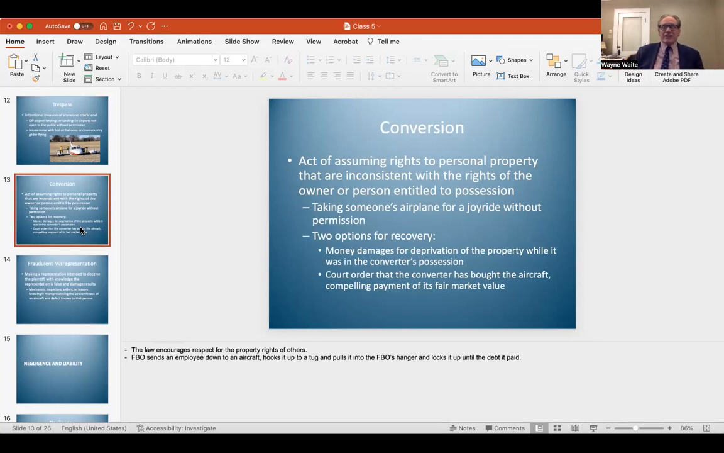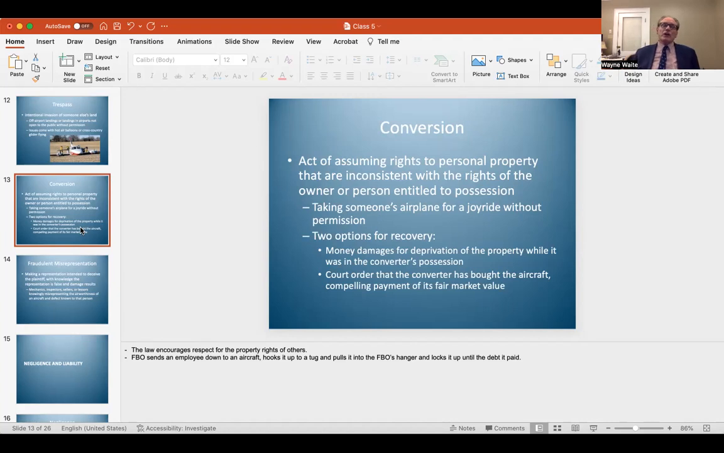The next tort is for conversion. Conversion is the exercise, the wrongful exercise, I should say, of dominion and control over another's property. So the definition that is here is an act of assuming rights to personal property that are inconsistent with the rights of the owner or person entitled to possession. You know, what could that be? Taking someone's airplane for a joyride without permission.